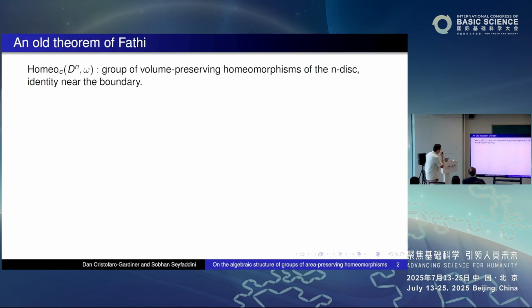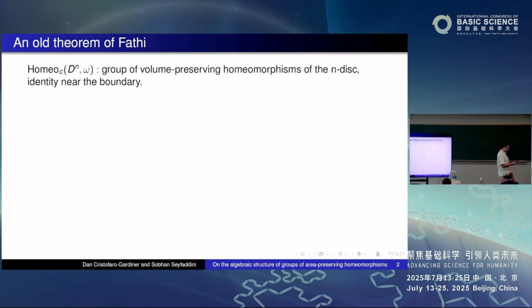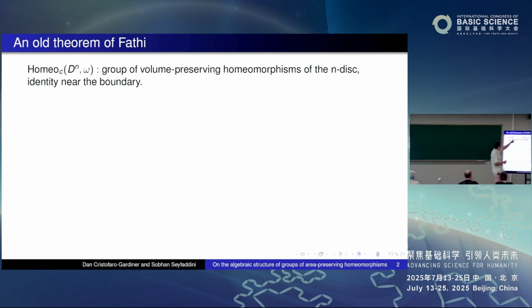Okay, so I'll begin with an old theorem of Albert Fathi from the 1970s. Let's consider the group consisting of all compactly supported volume-preserving homeomorphisms of the n-dimensional ball, or the n-dimensional disk. That's what the notation here stands for. The little c you see in subscript stands for compact support, meaning we're looking at those homeomorphisms which are identity near the boundary. And the omega stands for a smooth volume form on the n-dimensional ball.